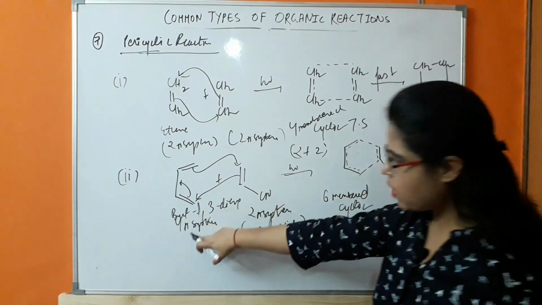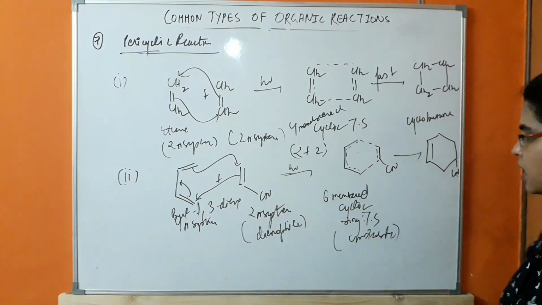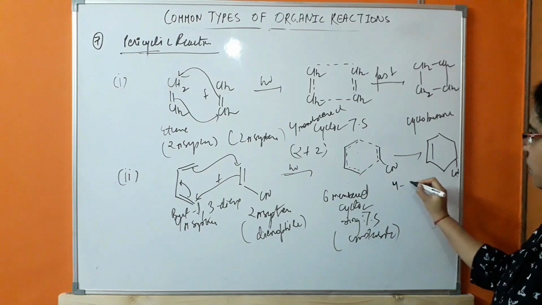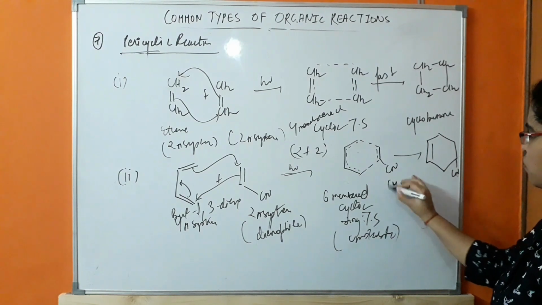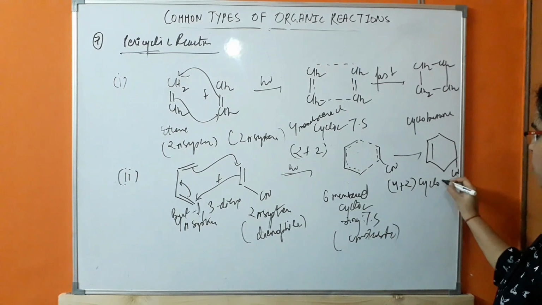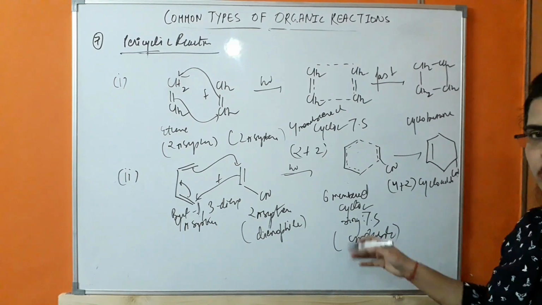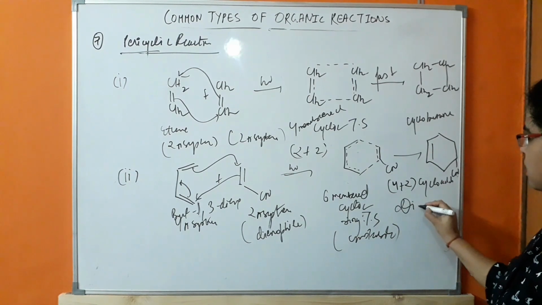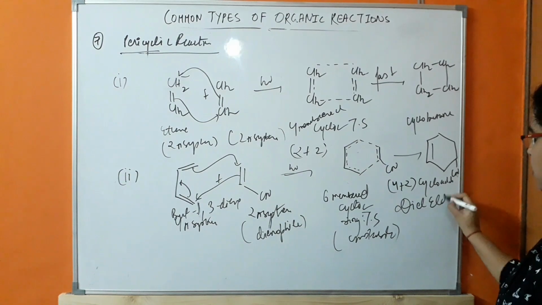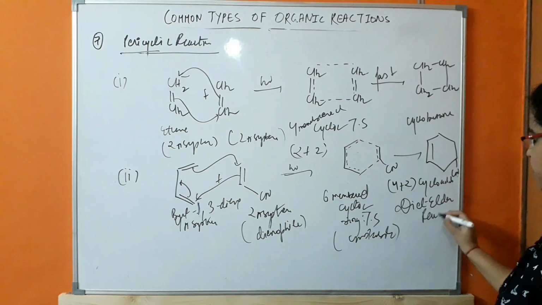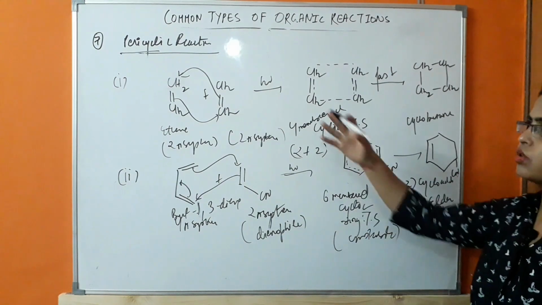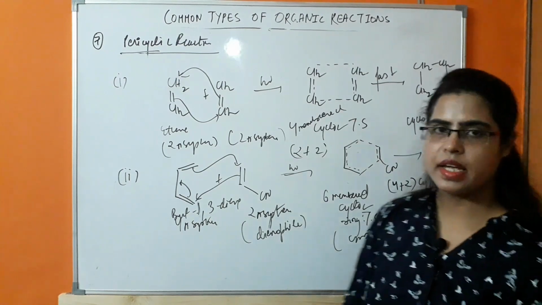Addition of a 4-pi system takes place with a 2-pi system, so this is known as 4+2 cycloaddition. This is also known as the Diels-Alder reaction. So this is the example of pericyclic reaction.